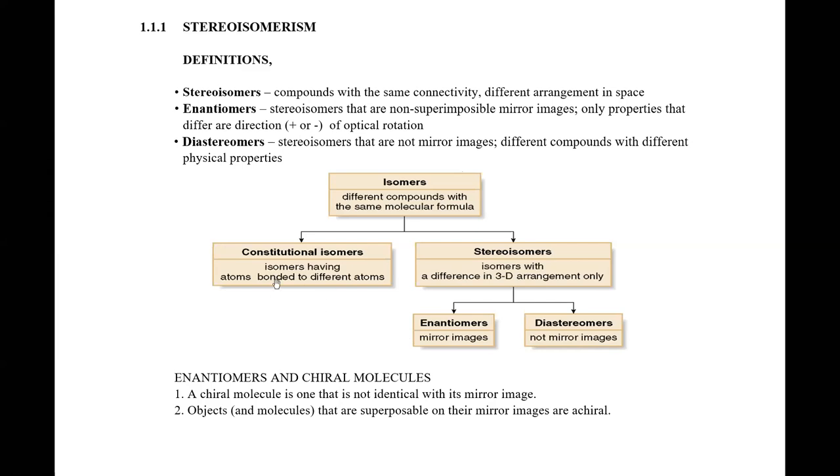Constitutional isomers are isomers having atoms bonded to different atoms. Stereoisomers are isomers with a three-dimensional arrangement only. And on stereoisomer, I've got two types, enantiomer and diastereomer. Enantiomer, this is a mirror image. The other one is not a mirror image.